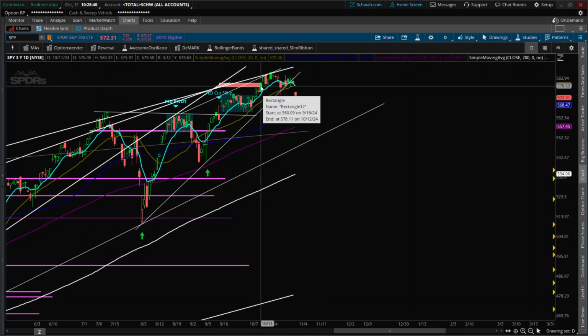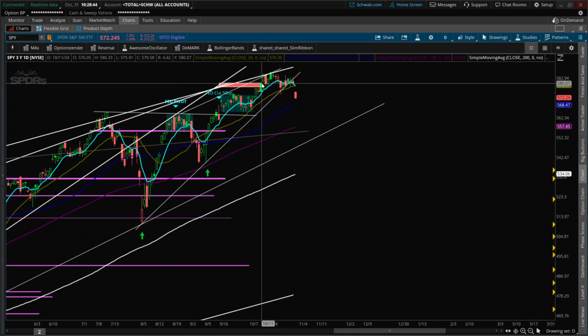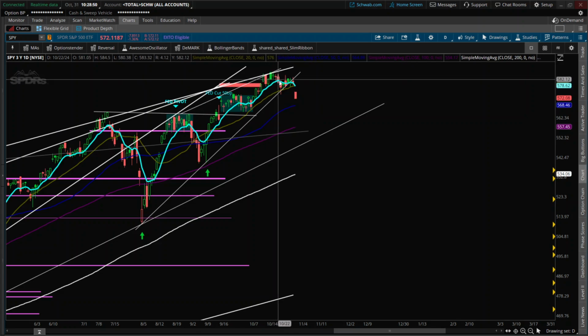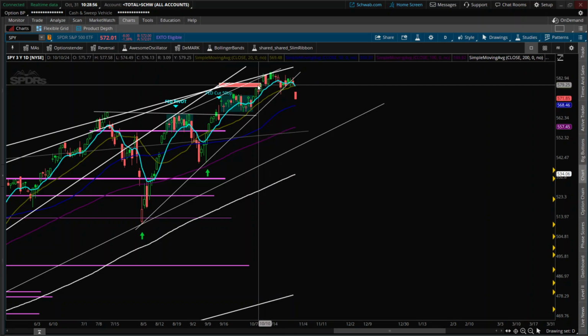This is where I started to get bearish here. Right here at 580, that was the top of our target. We started shorting there, and then got above it and held above for so long here. You see a couple weeks. And we're finally breaking down from that point.